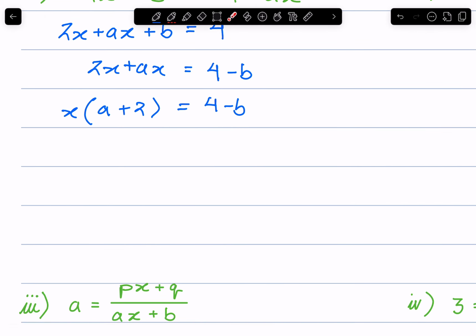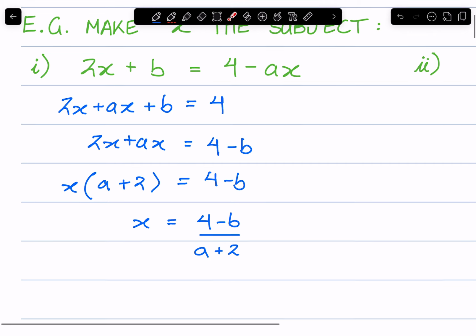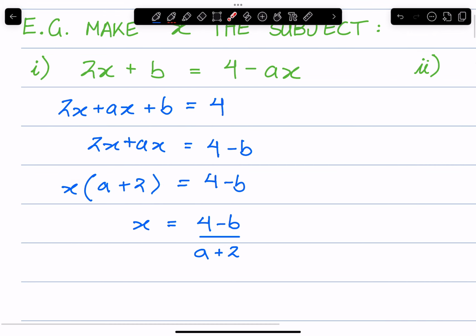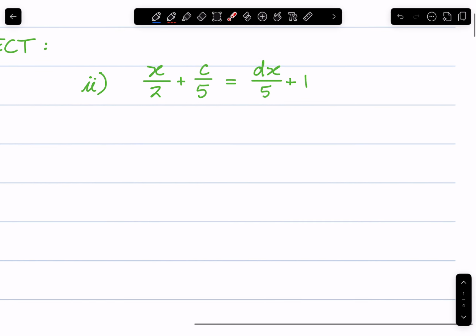And we're down to our last step here. Since this is x times this group, we can actually divide by the entire group, which will be 4 minus b over a plus 2. And that is how we make x the subject with an included step of factorization. All right, now that you've got that idea in, let's now proceed to this example.